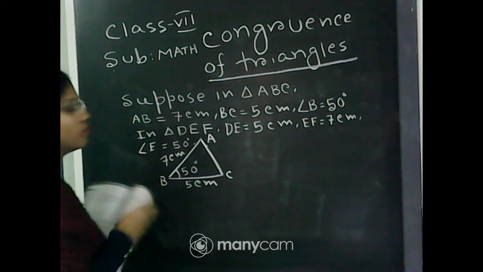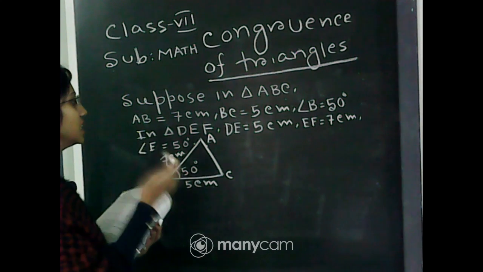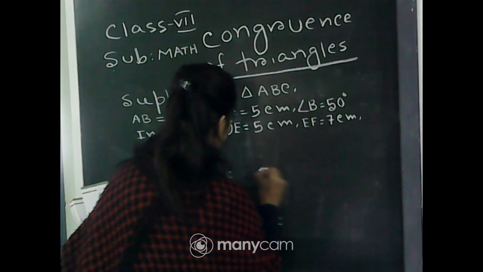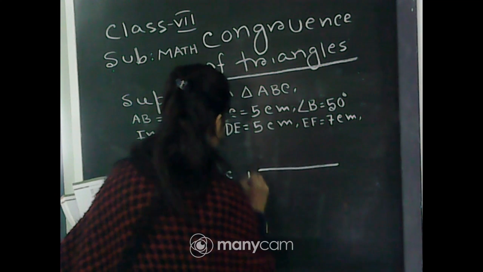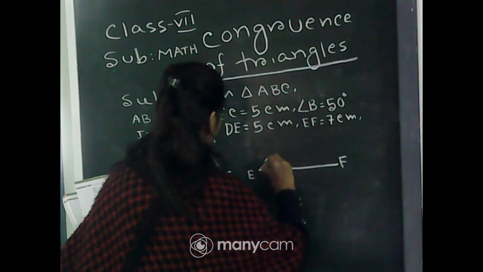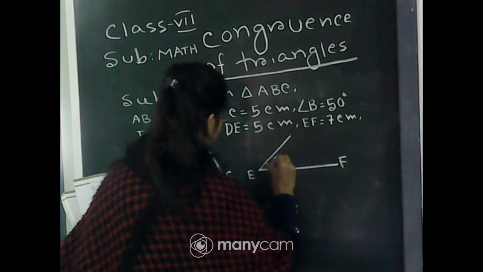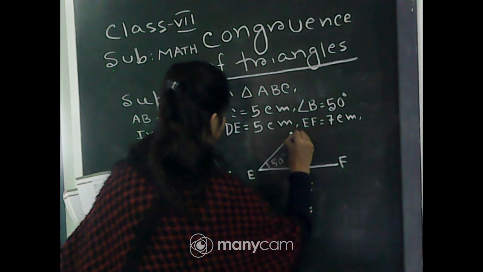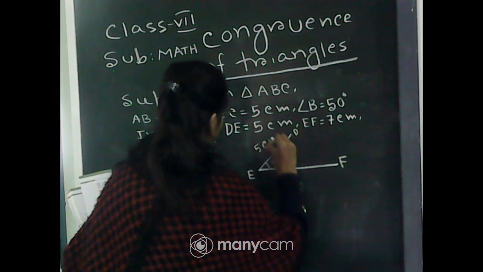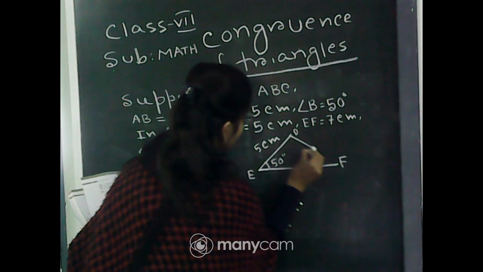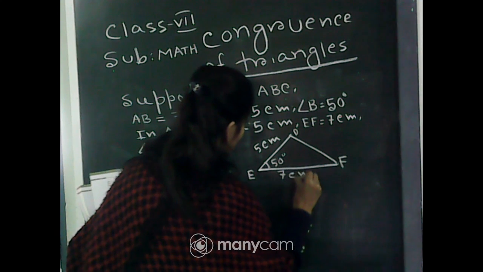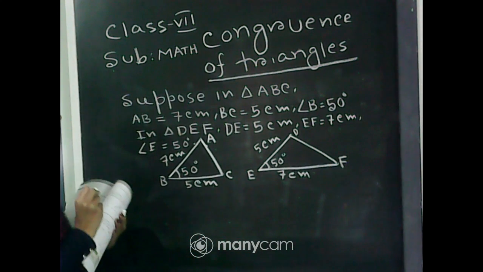Now we will draw the triangle DEF. Here it is given that angle E is equal to 50 degrees, DE is equal to 5 cm, and EF is equal to 7 cm.